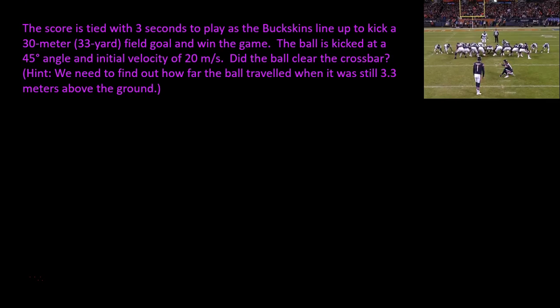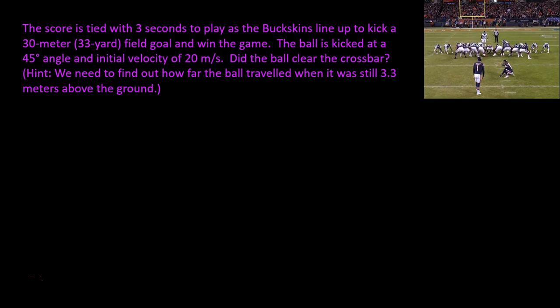The score is tied with 3 seconds to play as the Buckskins line up to kick a 30-meter field goal. That's about 33 yards. We win the game if we make it. The ball is kicked at a 45-degree angle at an initial velocity of 20 meters per second. Did the ball clear the crossbar? Now here's the hint. The crossbar for the goalpost is 10 feet above the ground, which is about 3.3 meters.